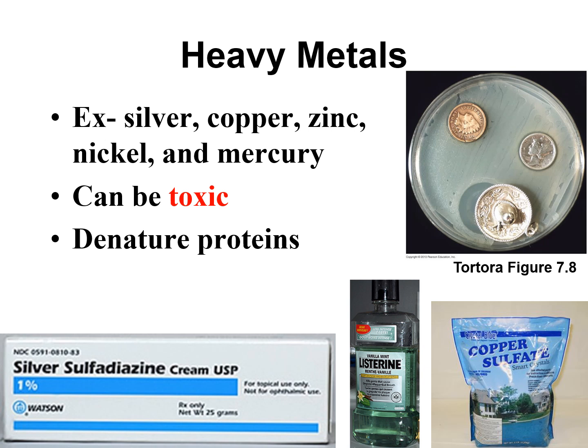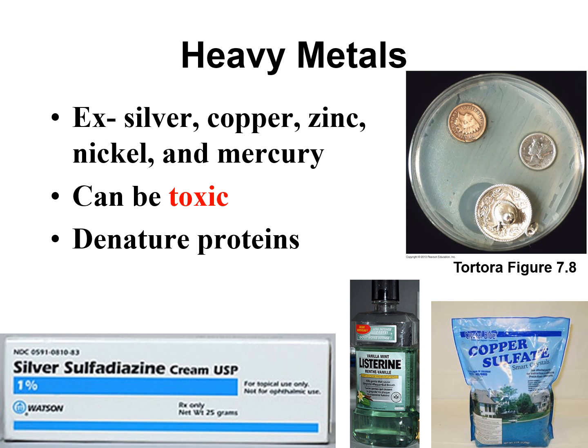Okay, next we have our heavy metals. So this includes things like silver, copper, zinc, nickel, and mercury. And you can see on this Petri dish over on the right, we've got some of these heavy metals like this silver piece down here on the bottom. And you can see the bacteria growing on the Petri dish, and where the silver piece was, you can see the bacteria have been killed underneath there. So they do kill the bacteria.